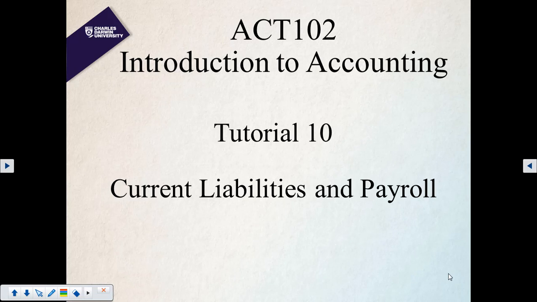Okay, let's start for today. Tutorial 10, current liabilities and payroll chapters. Last week we discussed many concepts related to this.